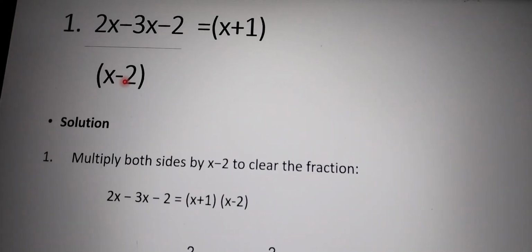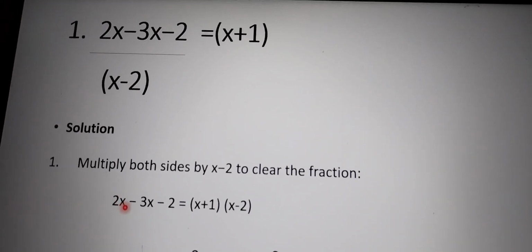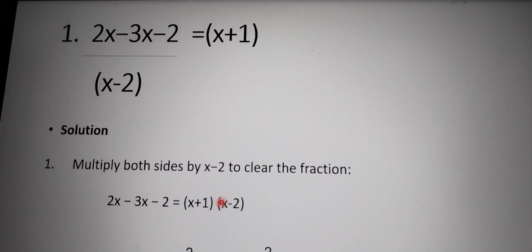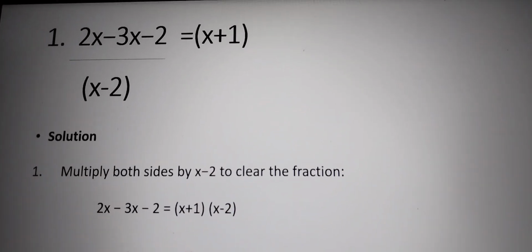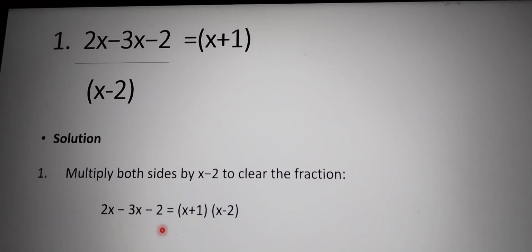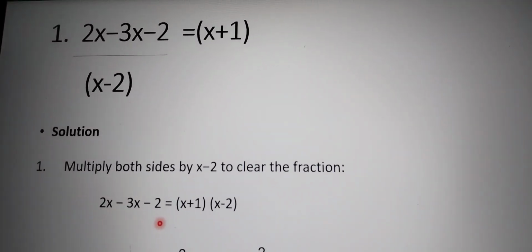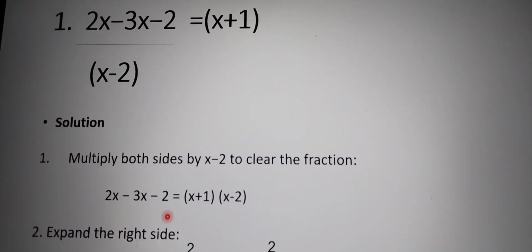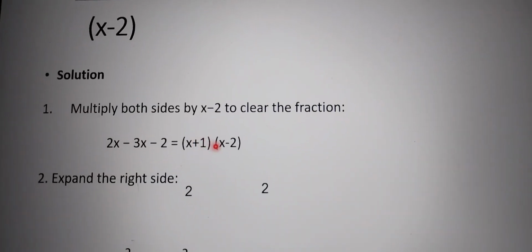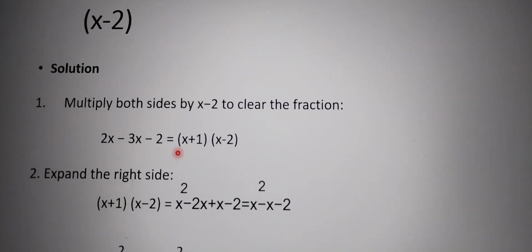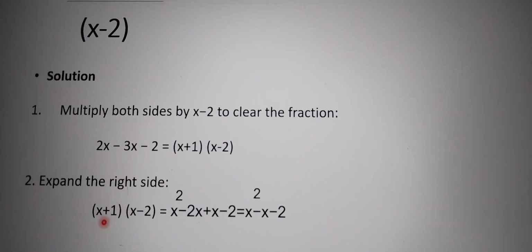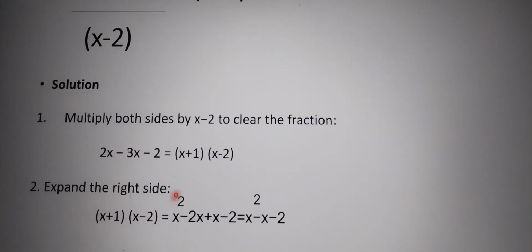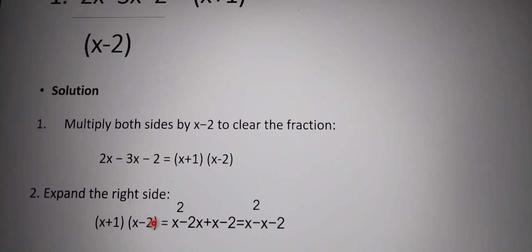When we do that, we'll get 2x² - 3x - 2 equals (x + 1) multiplied by (x - 2). So now I've managed to clear the fractions. We can continue to our next phase, which is to expand the right side. When we expand the right side, we make it like this: (x + 1) times (x - 2). That's the thing we have to expand.